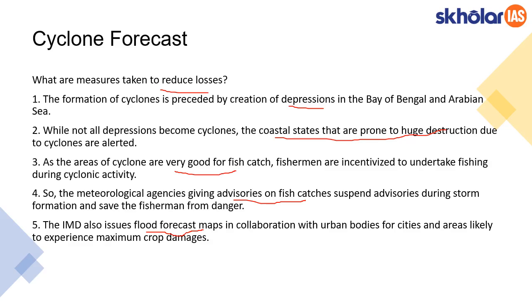We normally know that. We have seen many areas. In Mumbai it happened, in Chennai it happened. So IMD issues flood forecast maps in collaboration with the urban bodies for cities as well as areas that would experience maximum crop damage. So these kind of measures taken by the meteorological agencies help to reduce the losses.